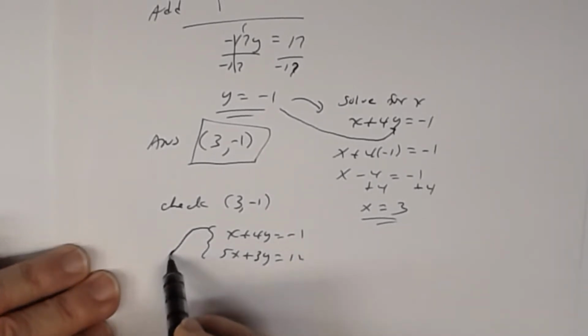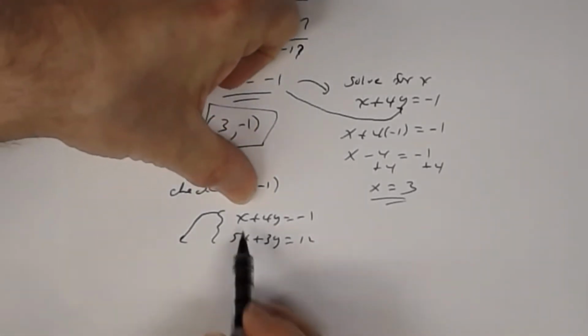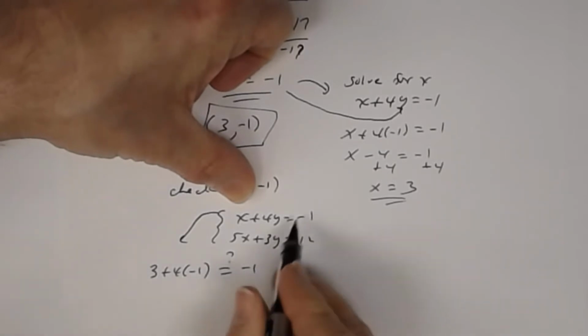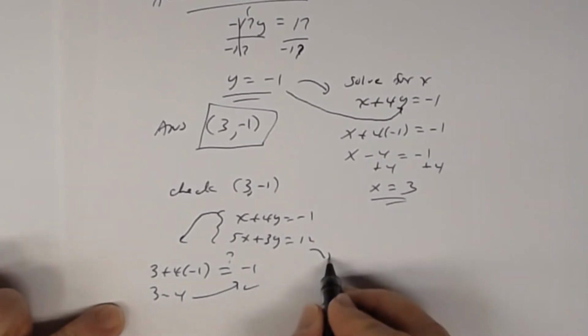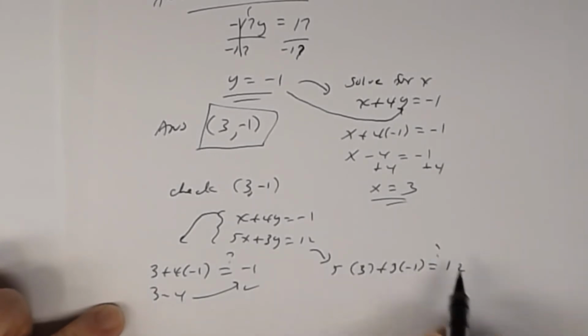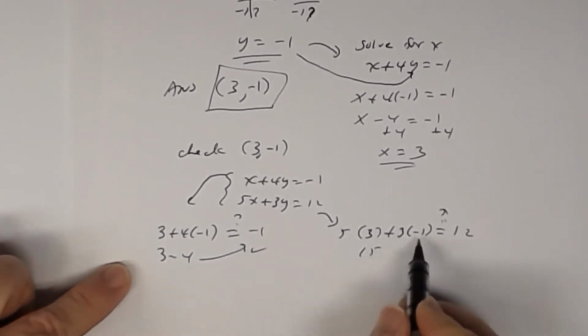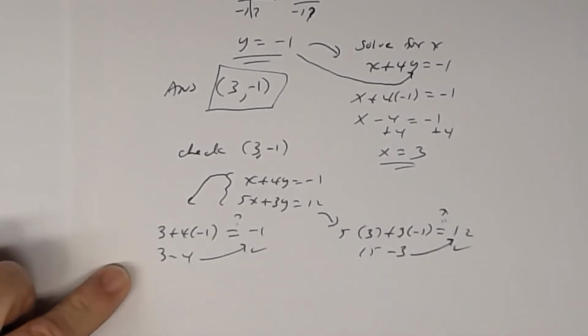So let's do the first equation. x is 3, y is negative 1. So I get 3 plus 4 times negative 1, and I want to see if that's going to equal negative 1. Well, 3 minus 4 is equal to a negative 1, so that's fine. Now let's do the second equation. 5 times 3 plus 3 times negative 1 equals 12. I'm going to see if that's going to equal 12. That's the question. Well, 5 times 3 is 15. 3 times negative 1 is a negative 3, and that is equal to 12. So 3, negative 1 works.